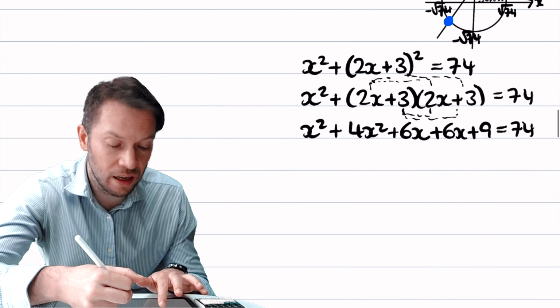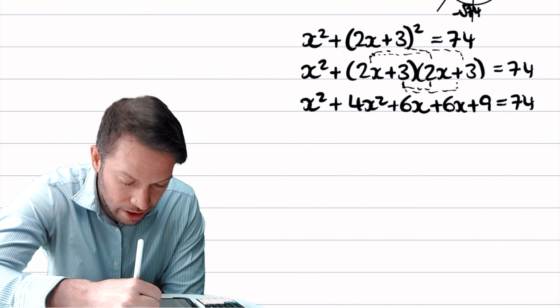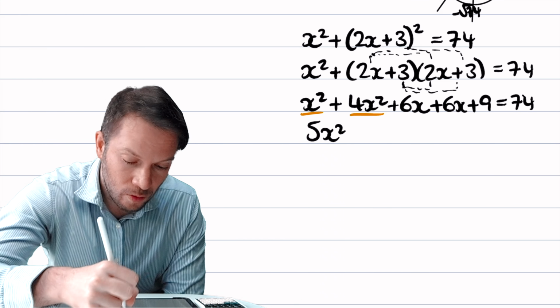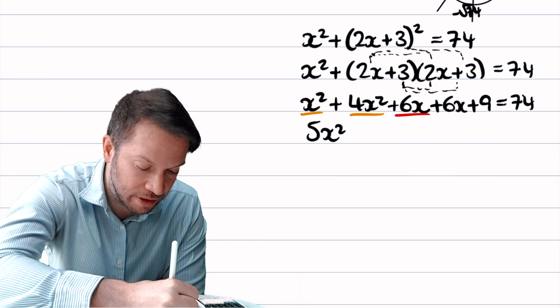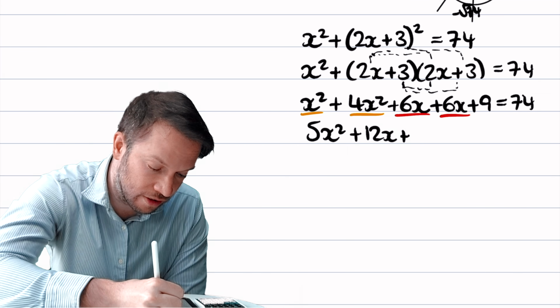And then let's just tidy up. We've got some like terms here. So you can see that we've got x squared plus 4 lots of x squared is 5 lots of x squared. We've got 6x plus 6 lots of x, we've got 12 lots of x. And then we've got plus 9 equals 74.